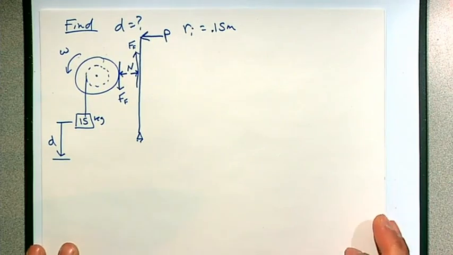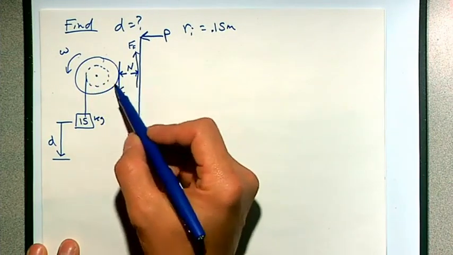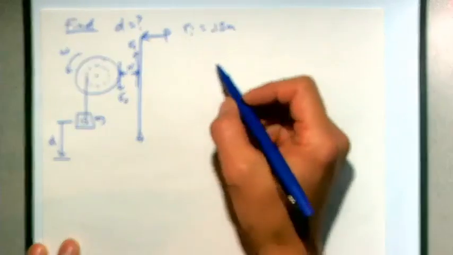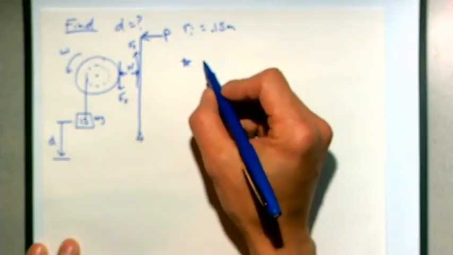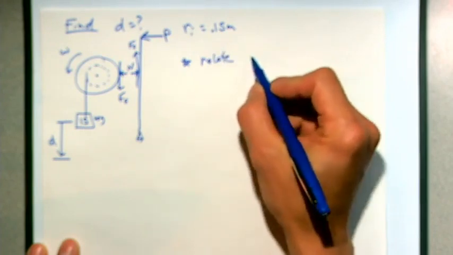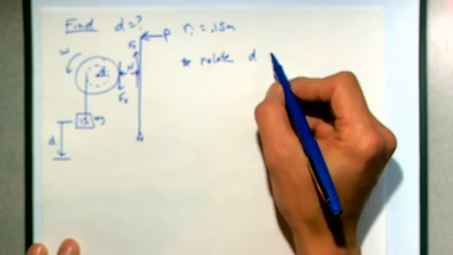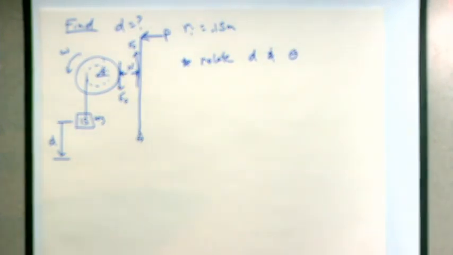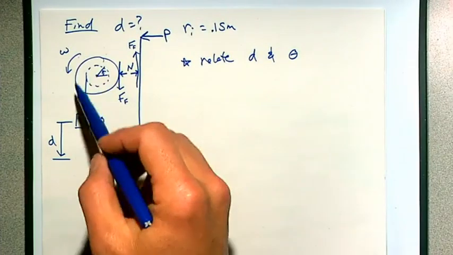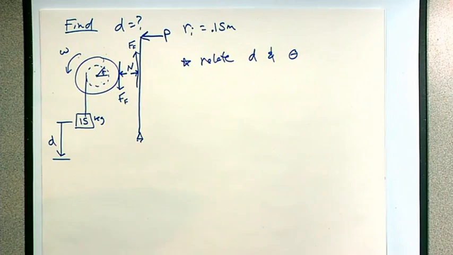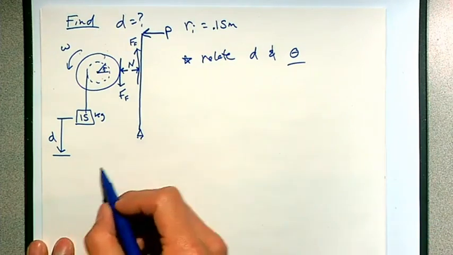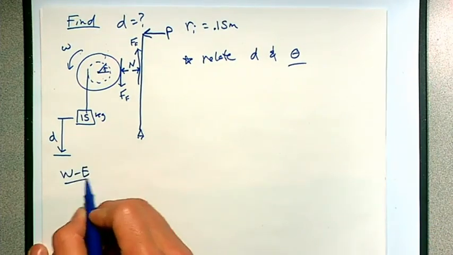So if we do this, I got this thing rotating. This frictional force is going to create a moment. So at some point, we're going to need to relate my distance d and our angle theta together. Since this pulley or this mass is wrapped around at a given radius, it shouldn't be too hard for us to relate how far it goes down with how much it's rotated, angle theta. So let's look at our work energy and start trying to pluck off the various terms.